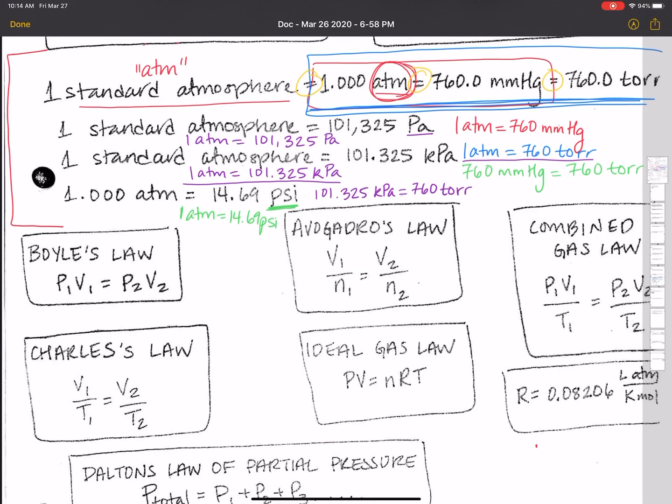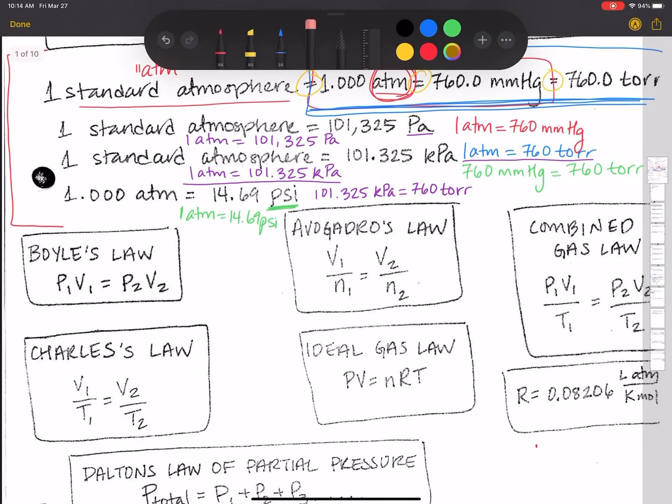Our first formula for the gas laws unit is Boyle's law. And Boyle's law is looking at the relationship between pressure and volume. So Boyle's law is right here on your formula sheet. You're going to have possibly two different pressures and two different volumes. Notice that you have it labeled as P1V1 equals P2V2.